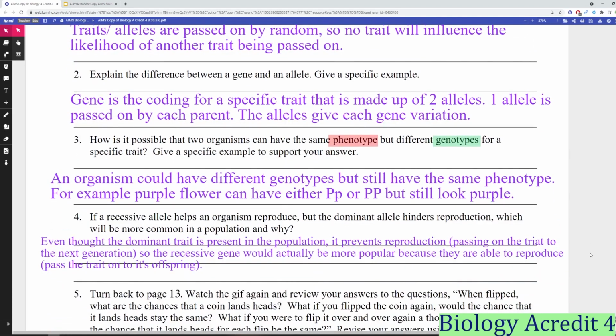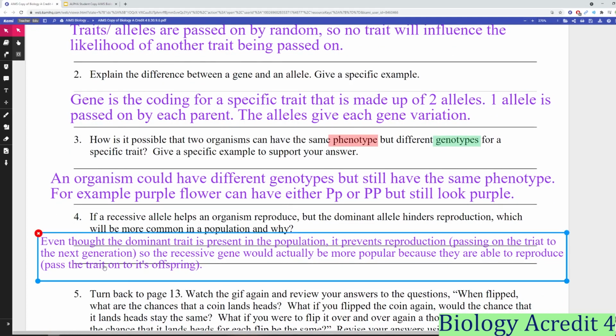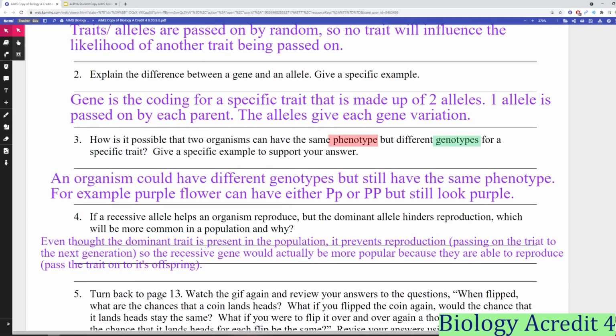For number 4, they're trying to throw you for a loop. So let's read this one carefully. If a recessive allele helps an organism reproduce, but the dominant allele hinders that reproduction ability, which allele would become more common in our population and why?